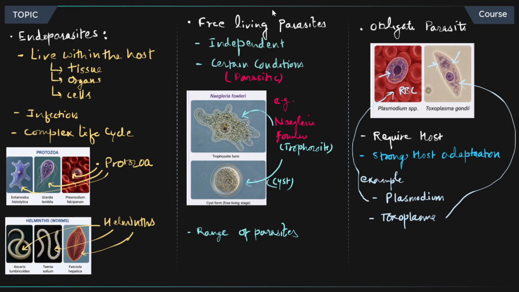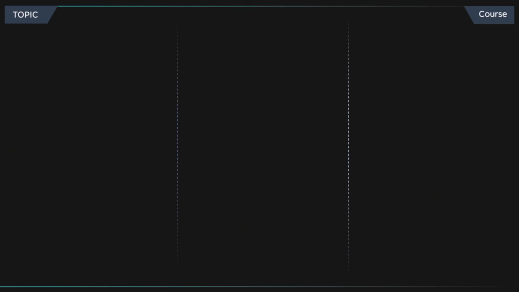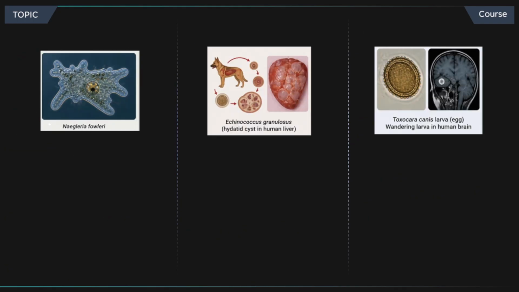Now let's move on to another category, which is facultative parasite. We have already covered that previously, and in our future videos we are going to cover that in detail. So the facultative parasite example is Naegleria fowleri. Naegleria fowleri is damaging to the brain.